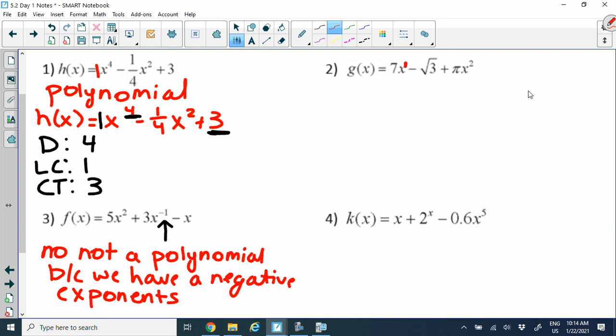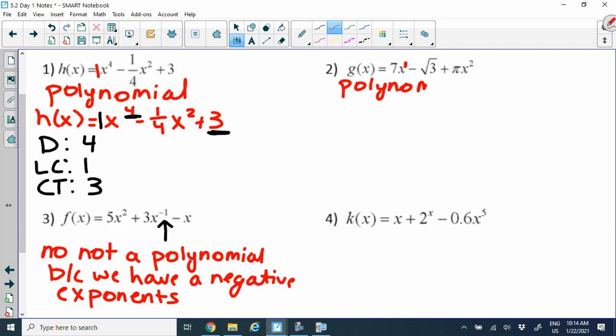Now we need to decide, are the coefficients real? 7 is a real number. Square root of 3 is also a real number. The reason is because it doesn't have an i. Remember, real numbers don't have i, imaginary numbers do. And pi, that is also a real number because it doesn't have an i. So our coefficients, yes, they are real. So this is a polynomial.